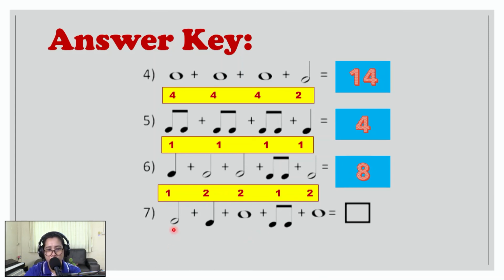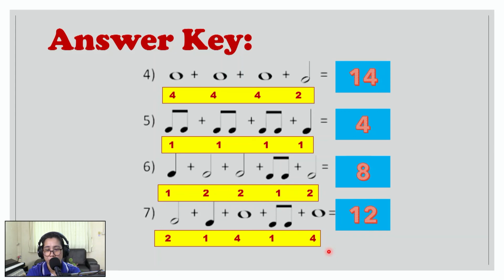What are the notes? Half note plus quarter note plus whole note plus beamed eighth note plus another whole note. What are the numbers? The numbers are 2 plus 1 plus 4 plus 1 plus 4. Okay? 5 seconds to voice out your answer. 1, 2, 3, 4, 5. Answer. The answer is 12.